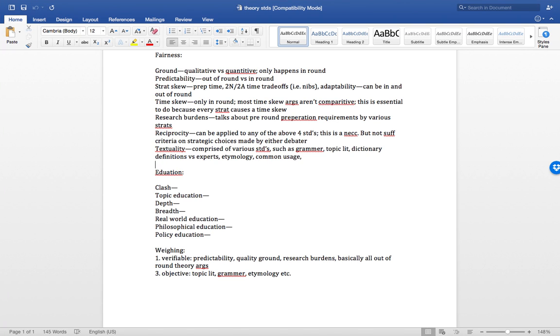Okay, so today we're going to talk a lot about the topicality debate. This is also popularly referred to as the T debate, and we're going to talk about education standards. So, let's start with topicality.